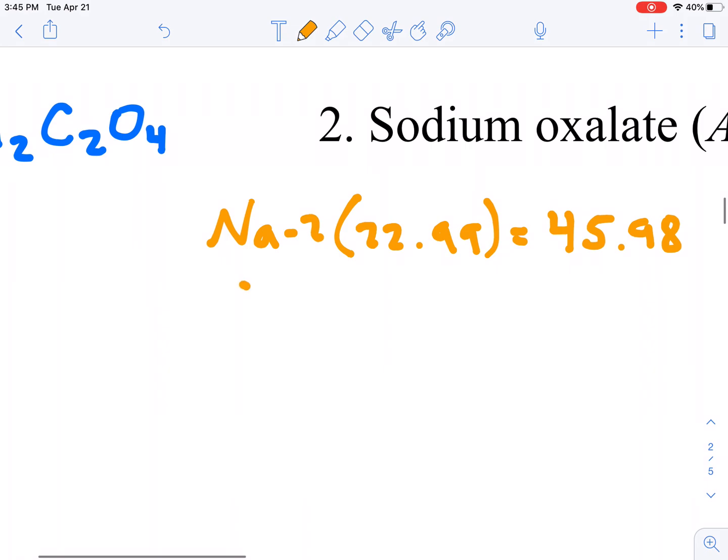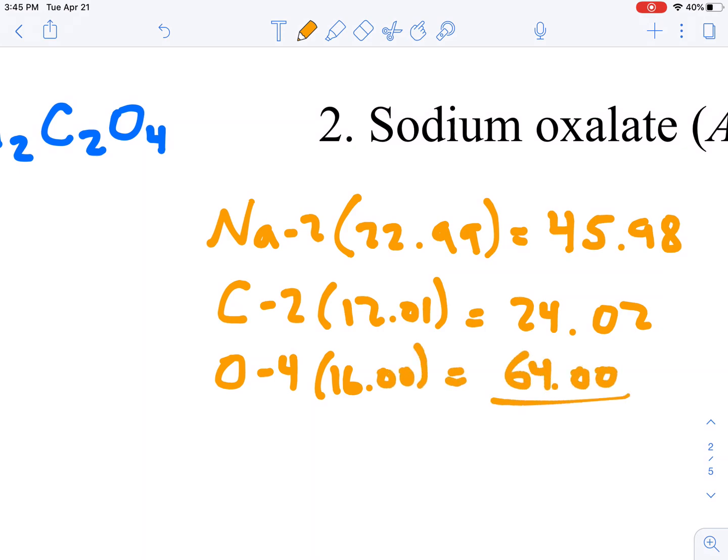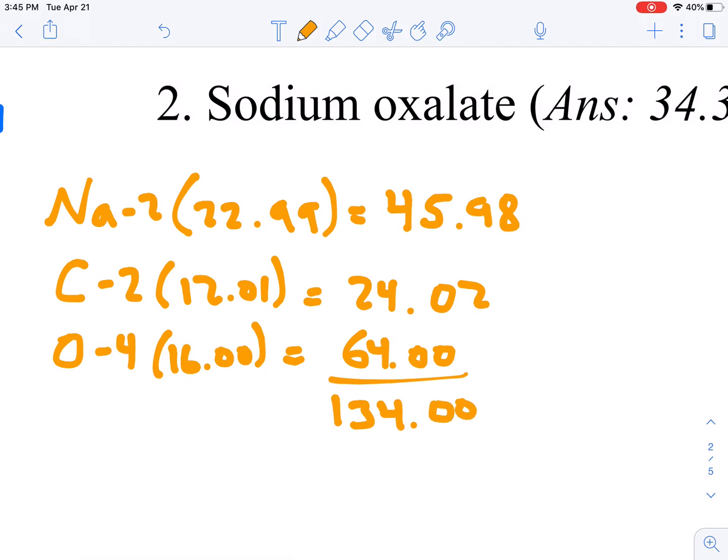There are 2 carbons. Each one weighs in at 12.01. So that's 24.02. And there are 4 oxygens. Each one weighs in at 16 grams per mole apiece. So that's 64.00 grams per mole coming from oxygen. That gives you a grand total of 134.00 grams per mole for the total.